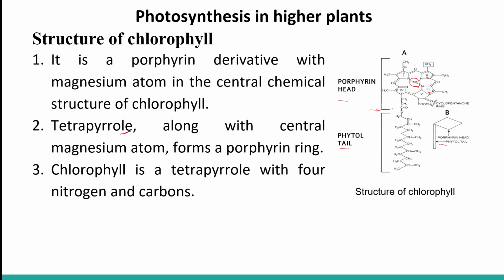So that's why we say chlorophyll is a porphyrin derivative or a porphyrin molecule. We can say that chlorophyll is a tetrapyrrole with 4 nitrogen atoms. You can see 4 nitrogen atoms here: 1, 2, 3 and 4. It has 4 nitrogen atoms along with the carbon atoms. So this is the structure of chlorophyll. If someone asks you what is the structure of chlorophyll, you can simply say it is a porphyrin derivative made up of 4 pyrrole rings or tetrapyrrole along with a magnesium atom in the center.